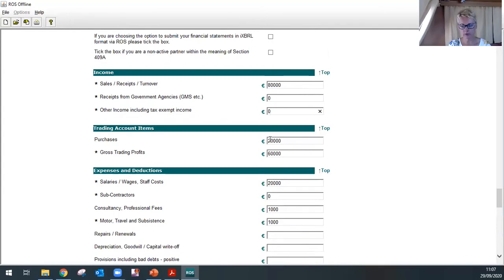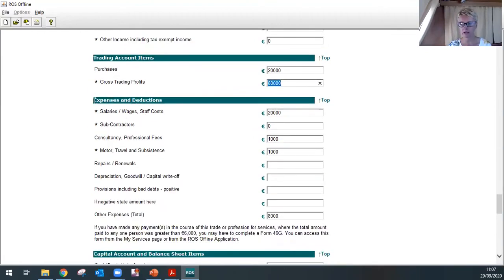Purchases directly related to the sales were 20,000. So her gross profit is 60,000. That's again gross profit, not net profit. We have some more expenses to deduct in this panel.